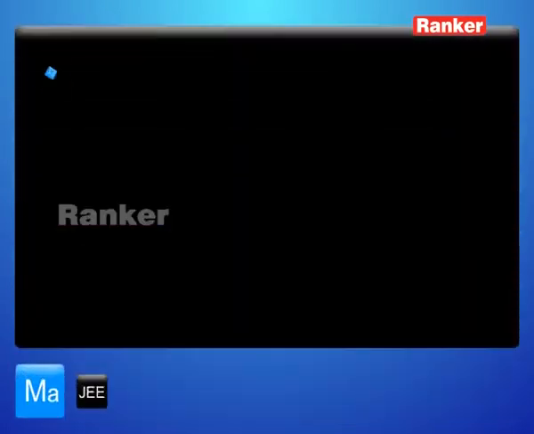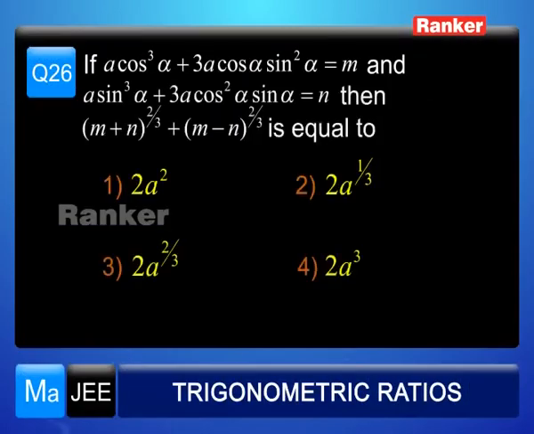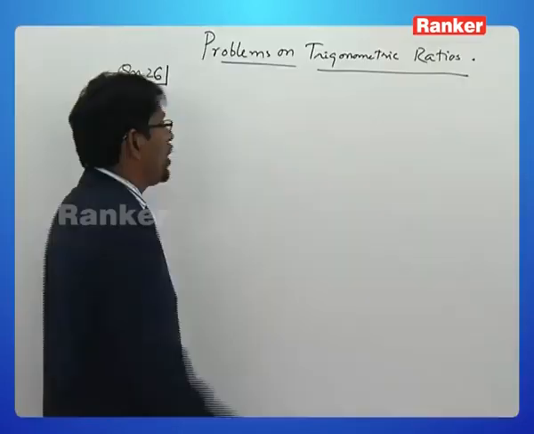Number 26. If A cos cube alpha plus 3A cos alpha sin square alpha is equal to m, and A sin cube alpha plus 3A cos square alpha sin alpha is equal to n, then m plus n raised to the power 2 by 3 plus m minus n raised to the power 2 by 3 is equal to: first option 2a square, second option 2 into a power 1 by 3, third option 2 into a power 2 by 3, fourth option 2a cube.